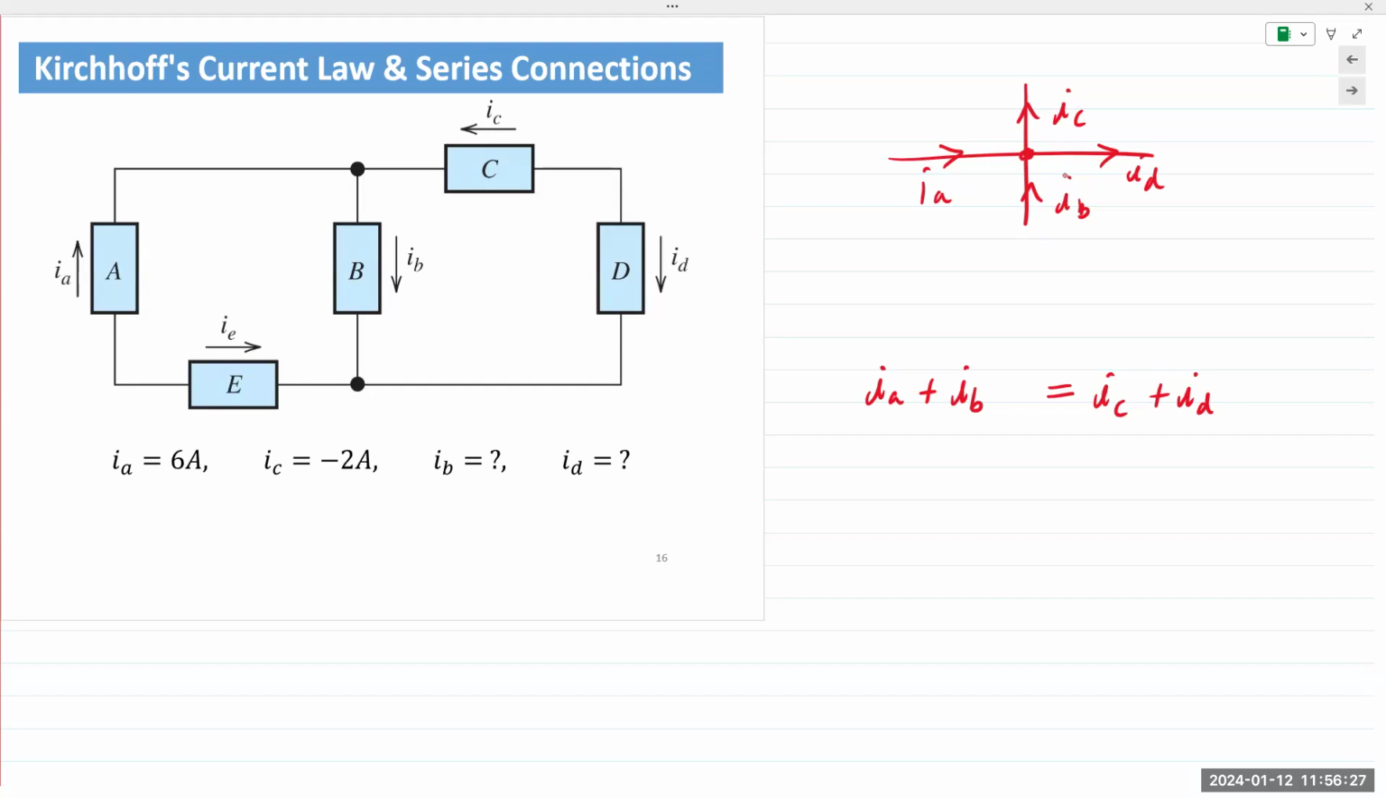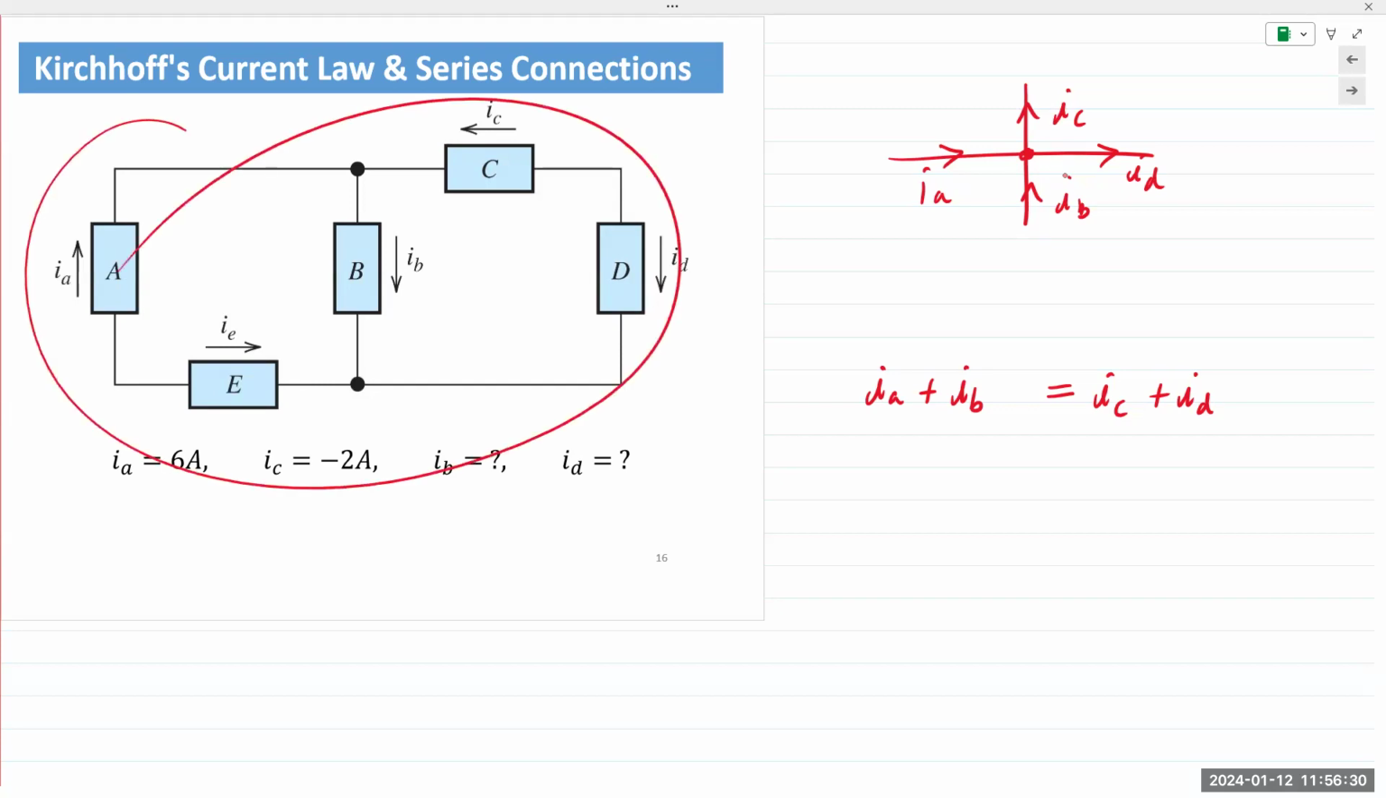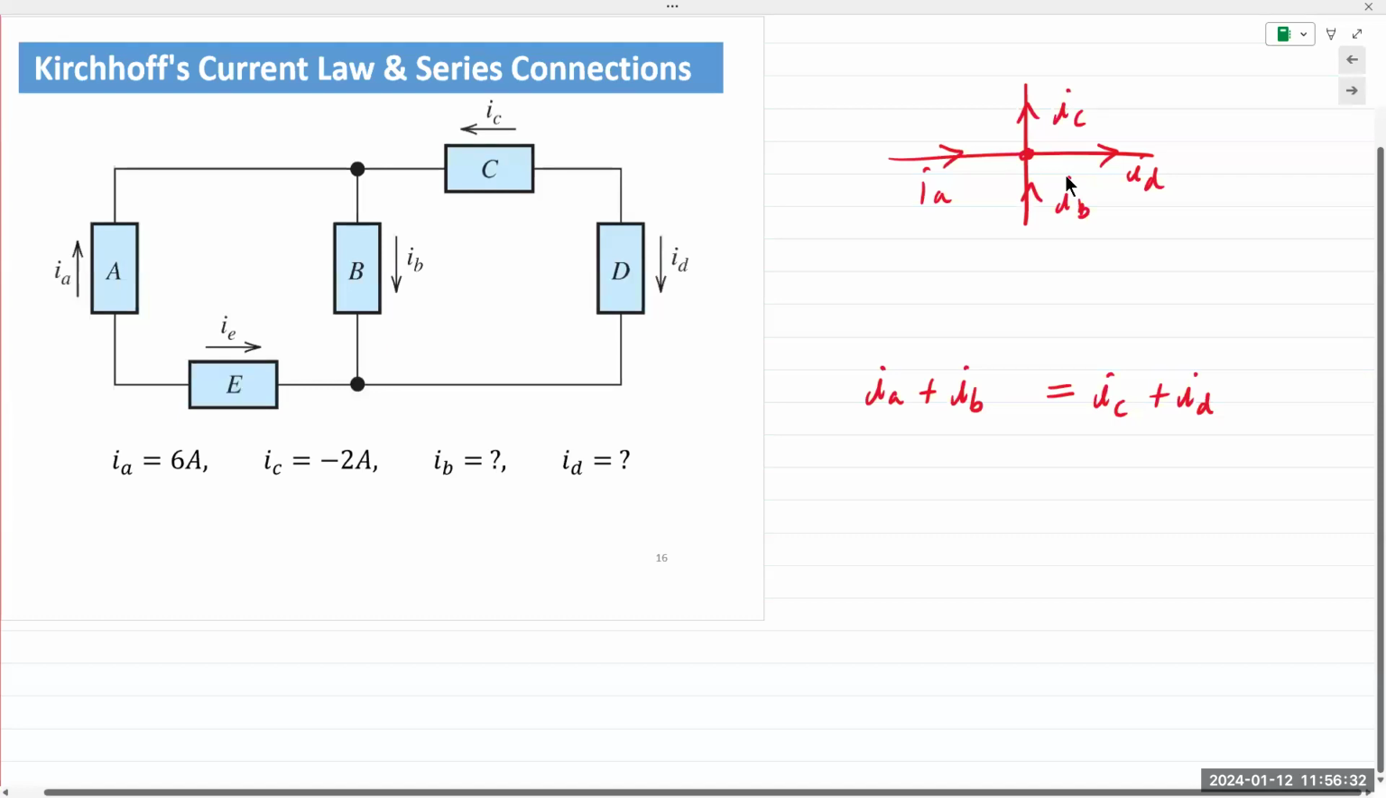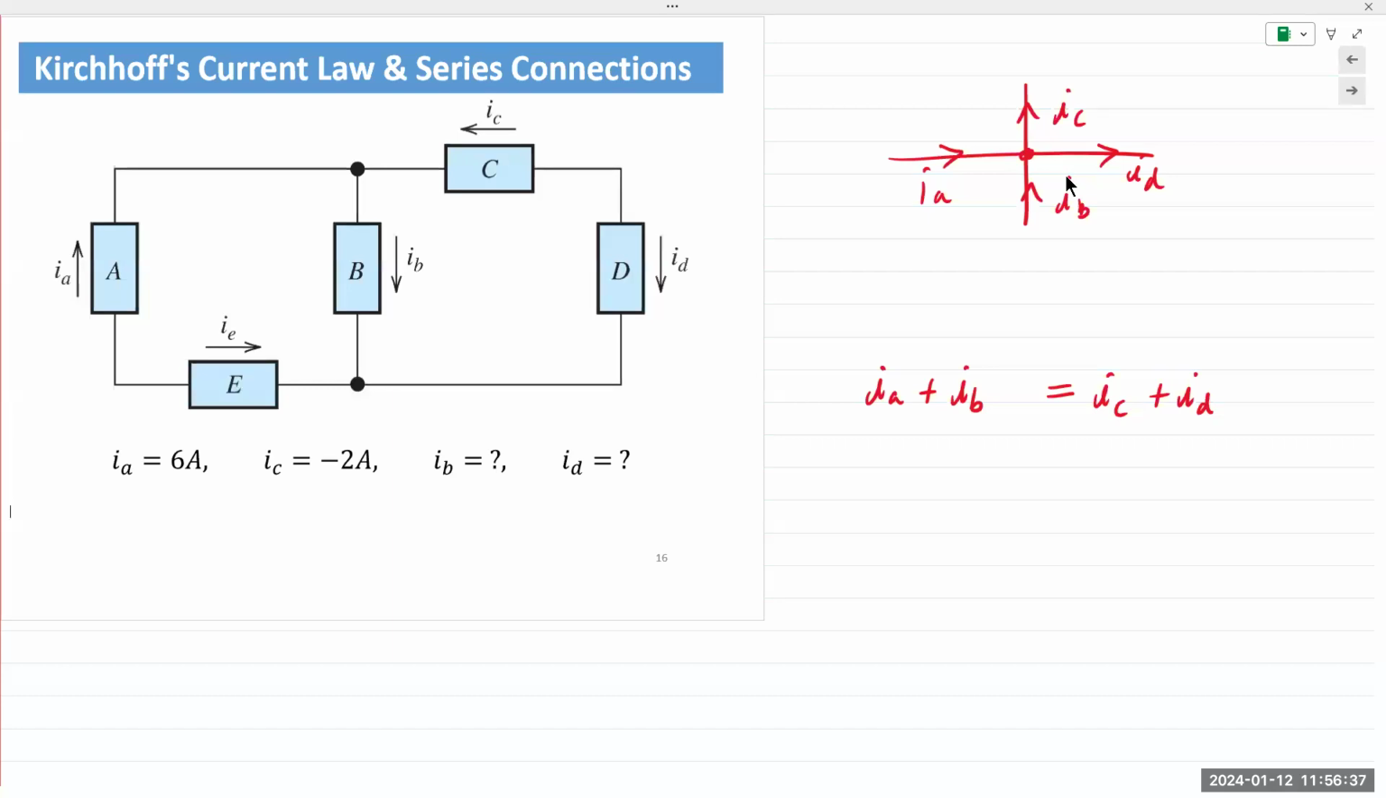Okay, so let's look at this example right here. Let's look at the left, A and E. What do you see? They're in series and they are the exact same current, right? They're exactly the same. There is no break between A and E. Think of it as a street. If it's a one-way street, there is no other direction for it to flow. It's just flowing in one direction.